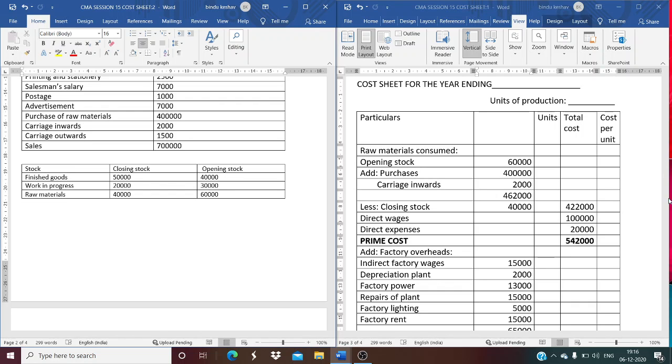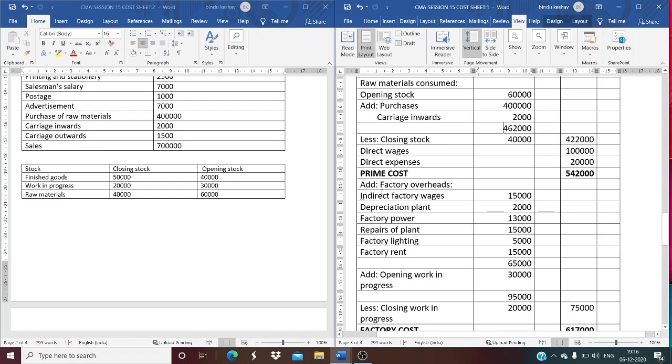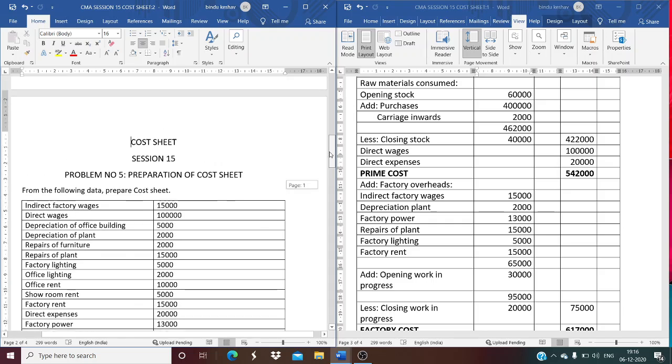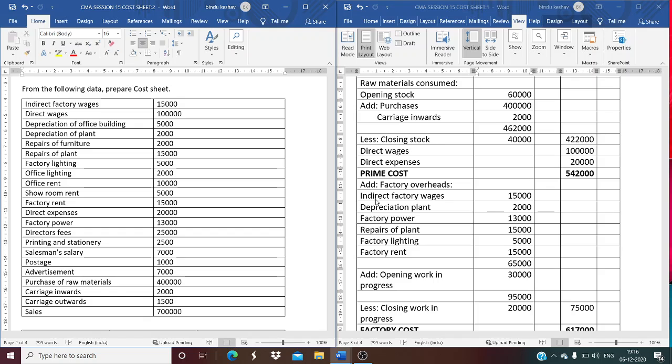So the prime cost is 5,42,000. To the prime cost, factory overheads are added. So factory overheads, add factory overheads. We need to look into each item and find out whether it is factory overheads, office overheads or selling and distribution overheads. So the different factory overheads in this problem are: indirect factory wages 15,000, depreciation of plant 2,000, factory power 13,000, repairs of plant 15,000, factory lighting 5,000, factory rent 15,000. So totally 65,000.